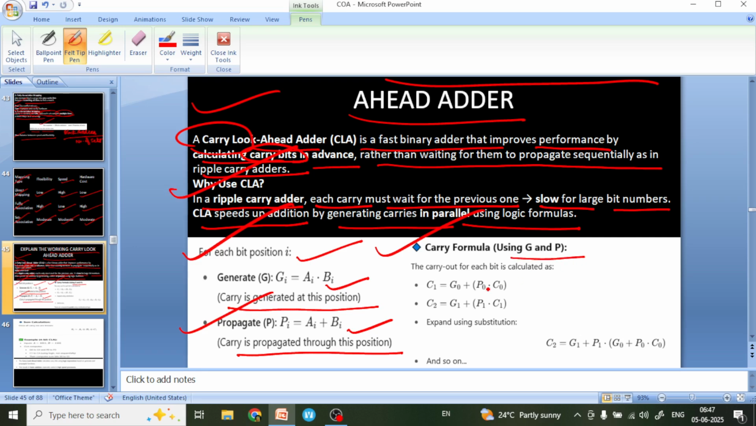In the carry formula using G and P, the carry out for each bit is calculated. C1 equals G0 plus P0 multiplied by C0. C2 equals G1 plus P1 into C1, and expanding using substitution, C2 equals G1 plus P1 into G0 plus P1 into P0 into C0, and so on.